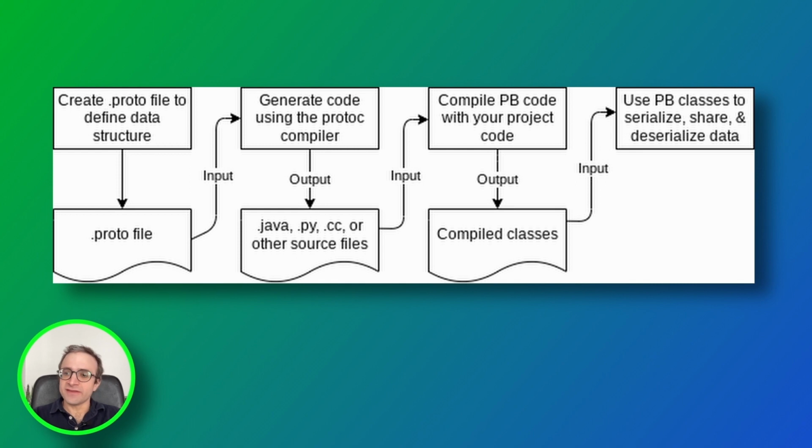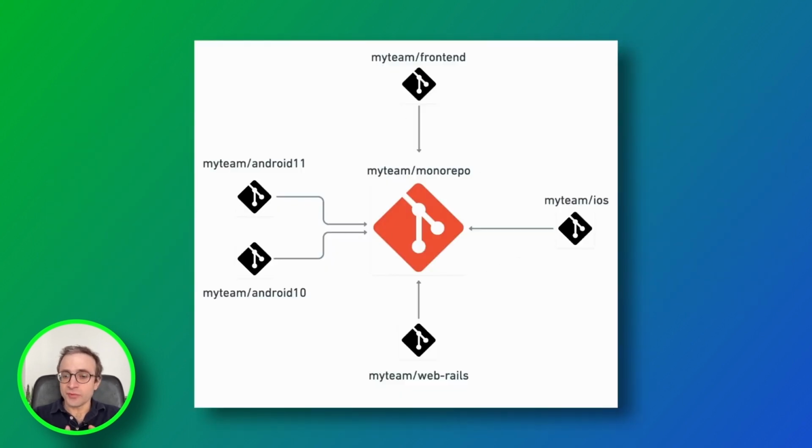With this tool, you can take one proto file and generate stubs for different languages. This is great, for example, when you have a monorepo and you're building a microservice architecture.